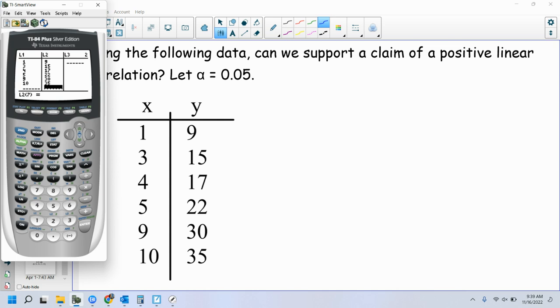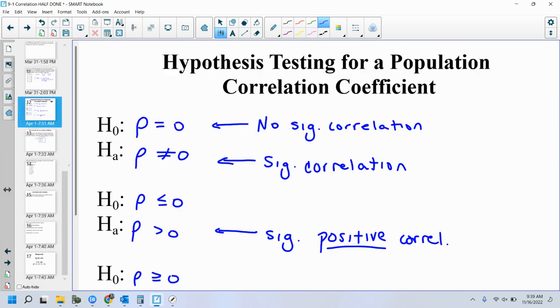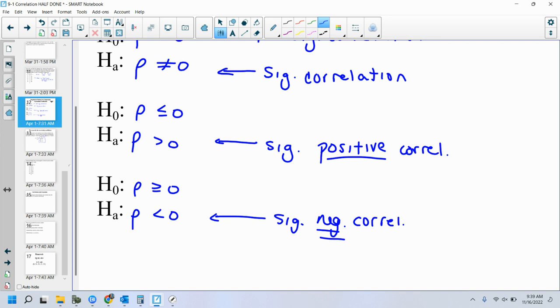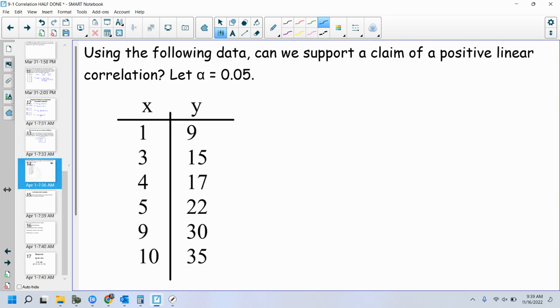Okay, so use the following data. Can we support a claim of a positive linear correlation? Now, think back, positive linear correlation. I need to use this middle one that we wrote down, right? I want to show that we're going to reject the null. A successful outcome is rejecting the null, therefore kind of saying, yes, there is a positive correlation. Accepting the alternative almost, right?